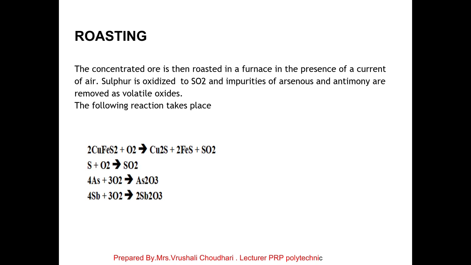When we are heating in the presence of oxygen, sulfur is converted into sulfur dioxide, and impurities like arsenic and antimony are also converted to arsenic oxide and antimony oxide, which are volatile oxides that evaporate easily. So in the roasting process, the ore CuFeS2 reacts with oxygen and is converted to Cu2S, FeS and SO2. Sulfur is converted to sulfur dioxide, which is in gaseous form and evaporates.